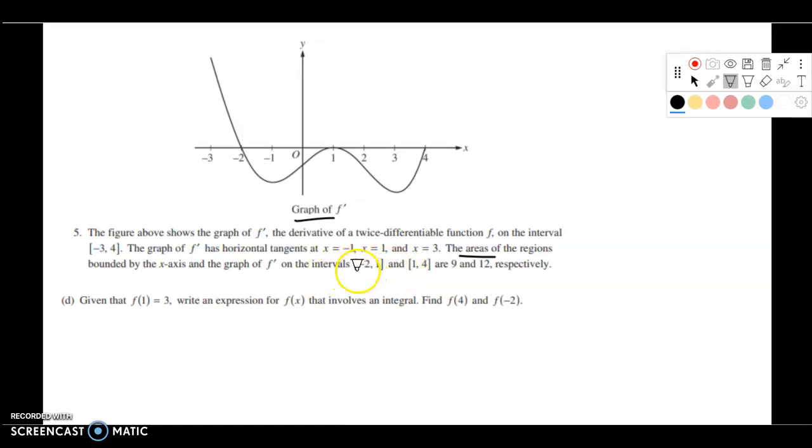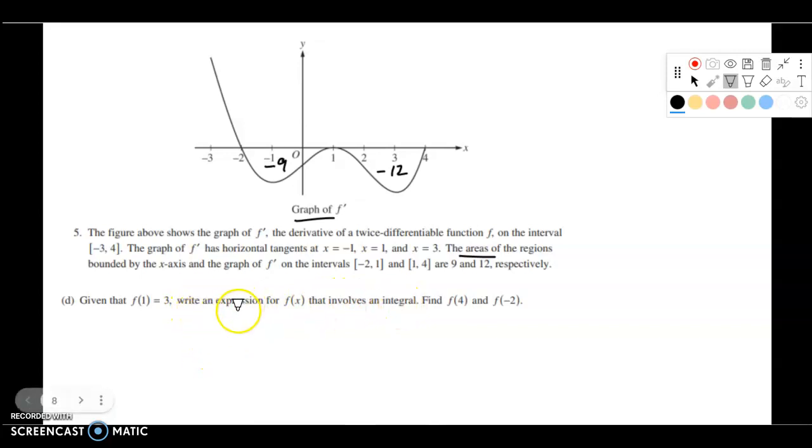So the area from -2 to 1 that's bounded there is 9, but it's underneath the x-axis, so it's really -9. So I'm going to put that in there so that I have it. And then the area from 1 to 4 is 12, but again, it's underneath the x-axis, so it's going to be considered negative. Okay, so given that f of 1 is equal to 3, write an expression for f of x that involves an integral. That is the first question. Write an expression for f of x that involves an integral.